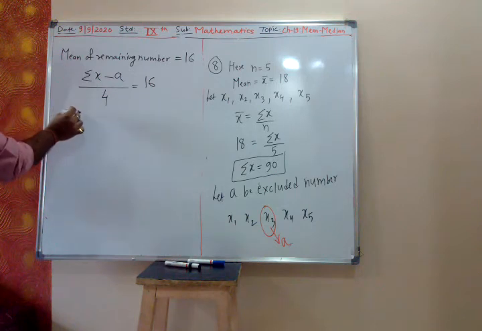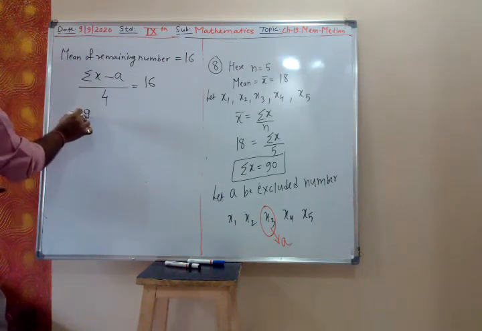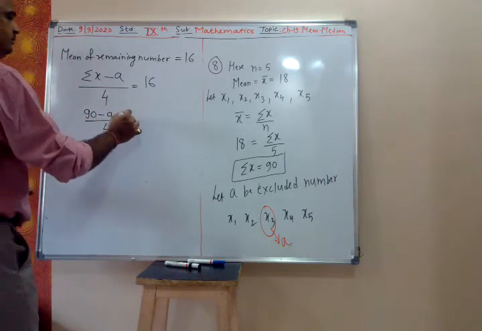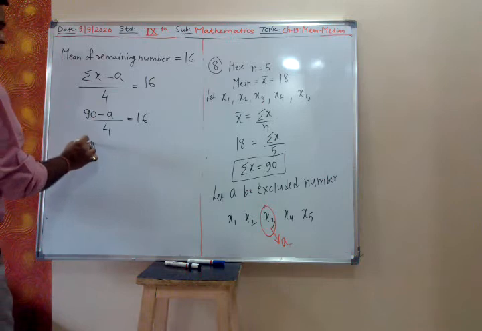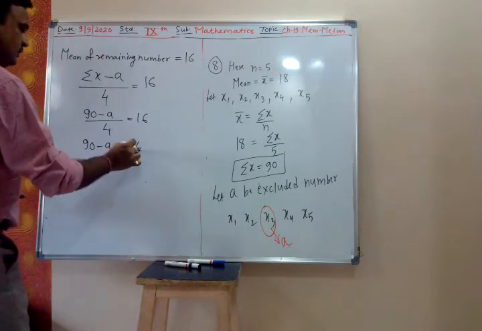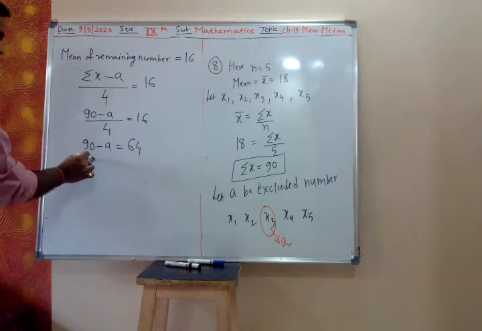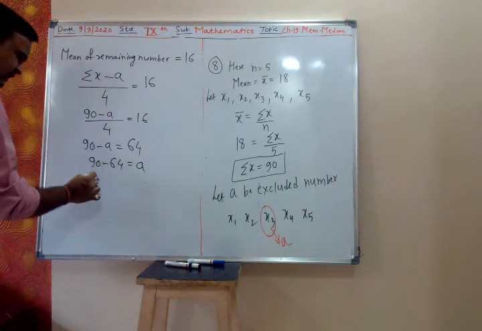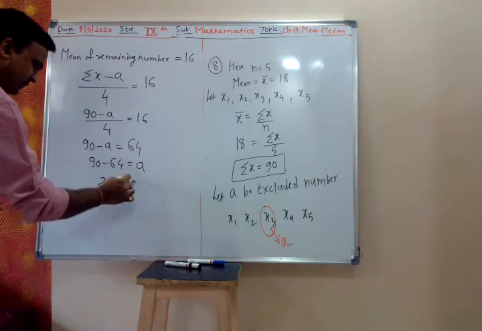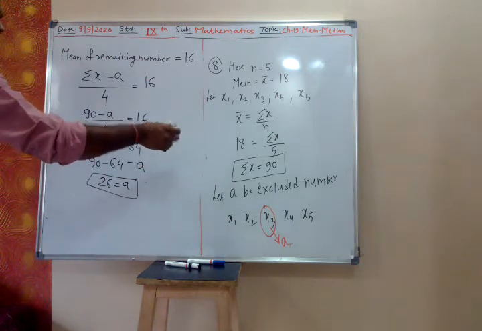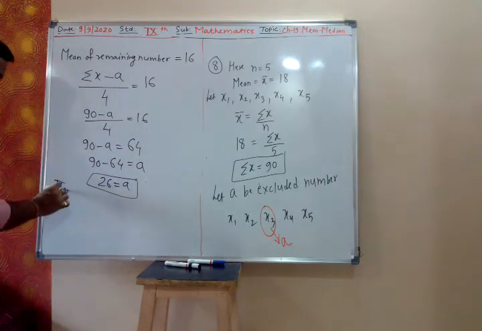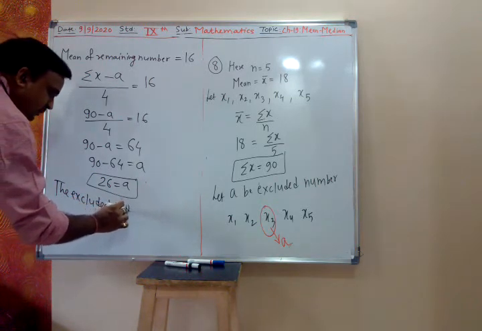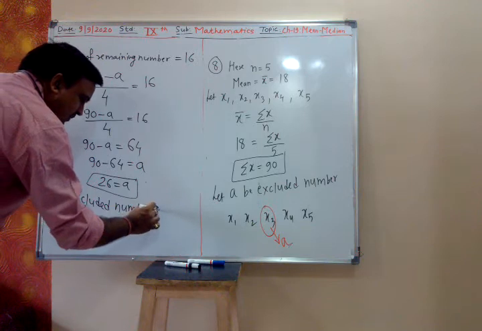Summation x is given. Summation x is 90. So 90 minus A cross multiplied upon 4 is 16. So 90 minus A is 64. So A is 90 minus 64, so 26. 26 is equal to A. What is A? A is the excluded number. So the excluded number is 26. Yes.